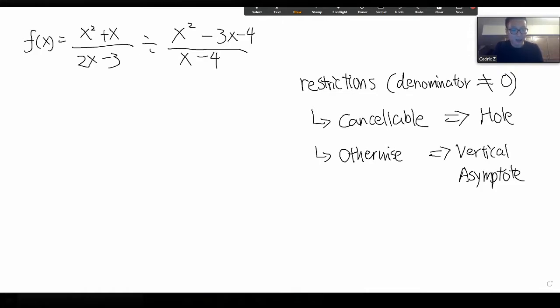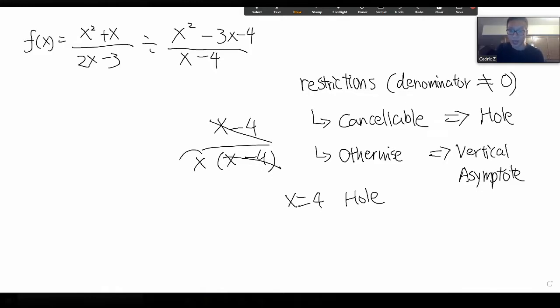How exactly you treat the restrictions depends on what kind of restriction it is. If it's a cancelable restriction, then it is a hole. If it is not cancelable, then it is a vertical asymptote. Take, for example, (x minus 4) over x times (x minus 4). Say this is a function. We see that this restriction, x minus 4, can be canceled. So that means x equals 4 is a hole.